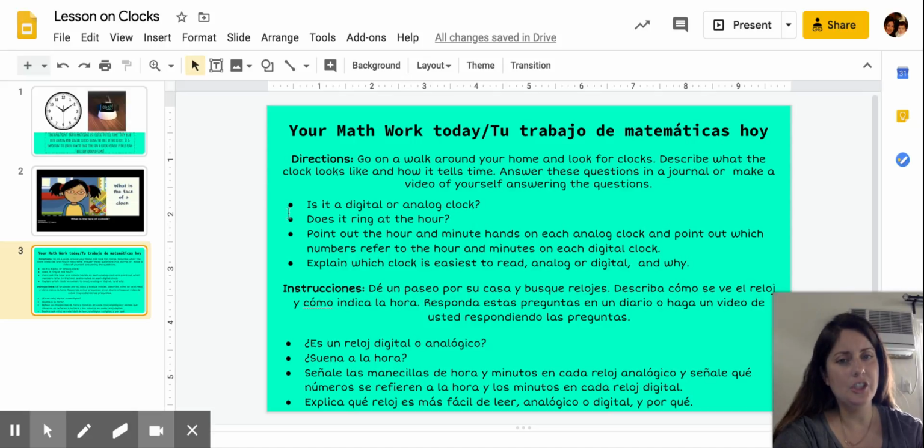Is it digital or analog clock? Does it ring at the hour? Point out the hour and the minute hands on each analog clock and point out which numbers refer to the hour and minute hands on a digital clock. Explain which clock is easiest to read, analog or digital, and why. You can do that in a math journal, or you can answer those questions on video so that we can watch your videos. Okay, mathematicians, off you go.